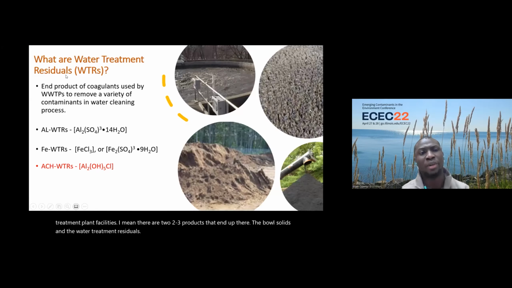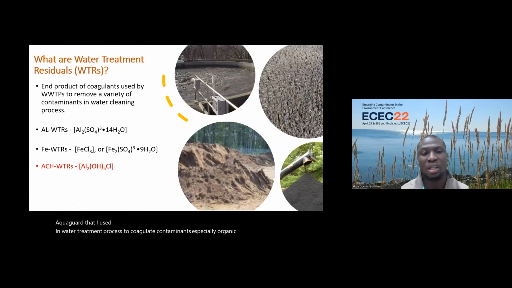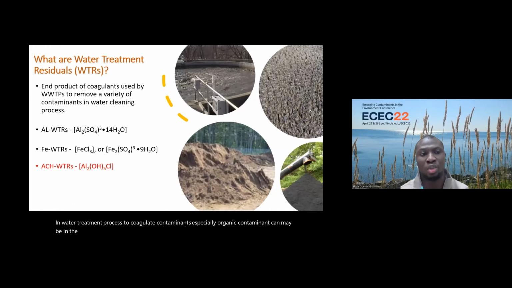So water treatment residuals are coagulants that are used in the water treatment process to coagulate contaminants, especially organic contaminants that may be in the wastewater that is coming to the treatment plant. And so after they've been used as coagulants, the end product of them is this dirty, dark-looking residual that is being disposed of by the treatment plants.